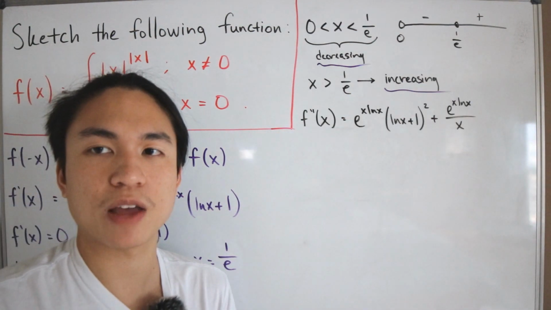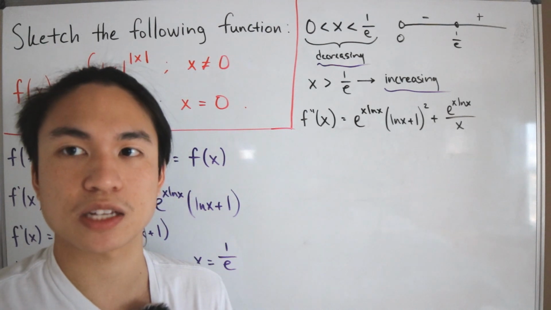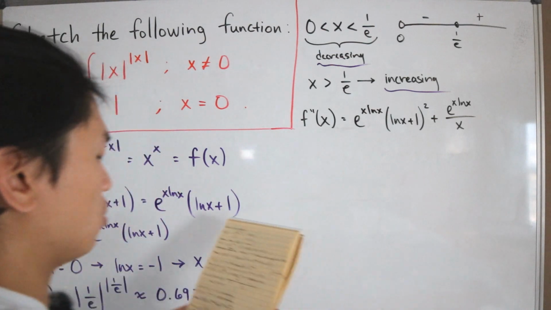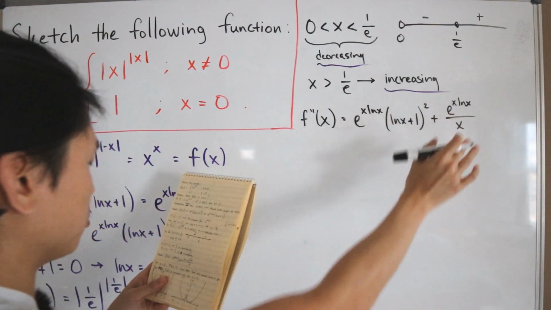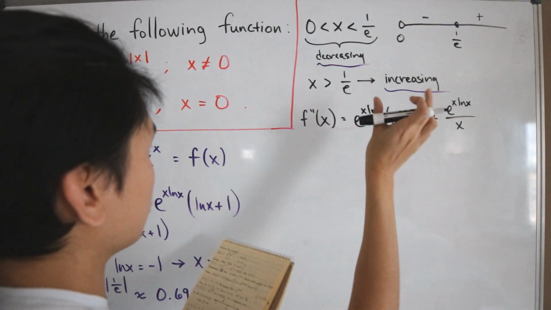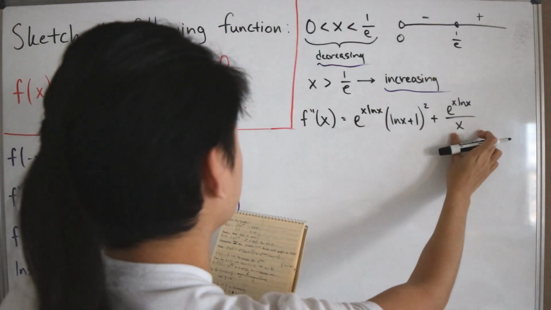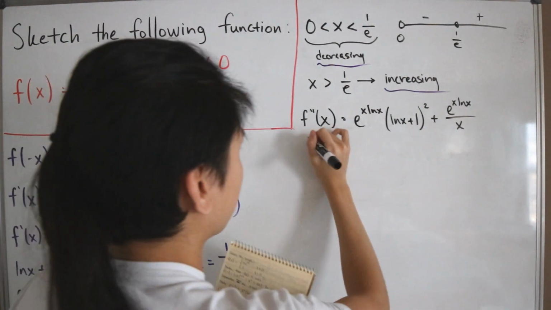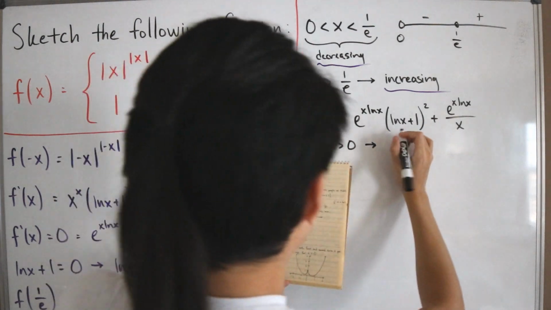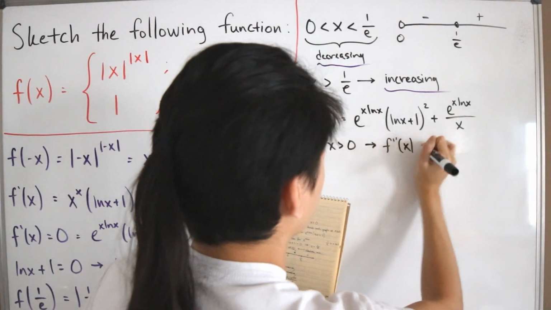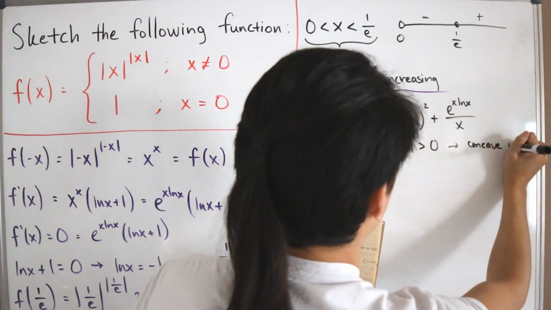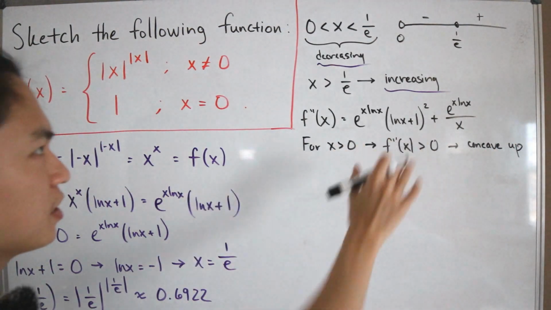So if I plug in anything for x strictly greater than 0, if we get that f double prime of x is positive, that's concave up. And if it's negative, that is concave down. So easily enough, if you try a bunch of numbers, you'll see that no matter what you plug in for x strictly greater than 0, this is always going to be positive, and this is always going to be positive. Always positive, so therefore this implies that for x strictly greater than 0, f double prime is strictly greater than 0, so that means concave up.